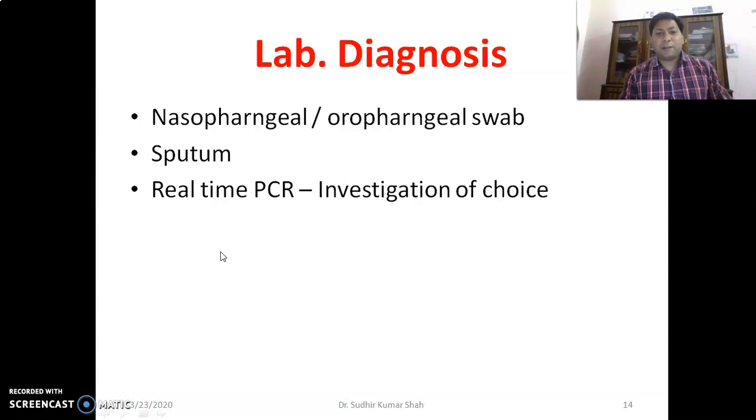Now coming to the lab diagnosis of COVID-19, what does CDC recommend to diagnose coronavirus infection? According to the Centers for Disease Control, CDC recommends a nasopharyngeal or oropharyngeal swab or sputum for the diagnosis of coronavirus infection. But the investigation of choice for diagnosing coronavirus infection is real-time polymerase chain reaction.